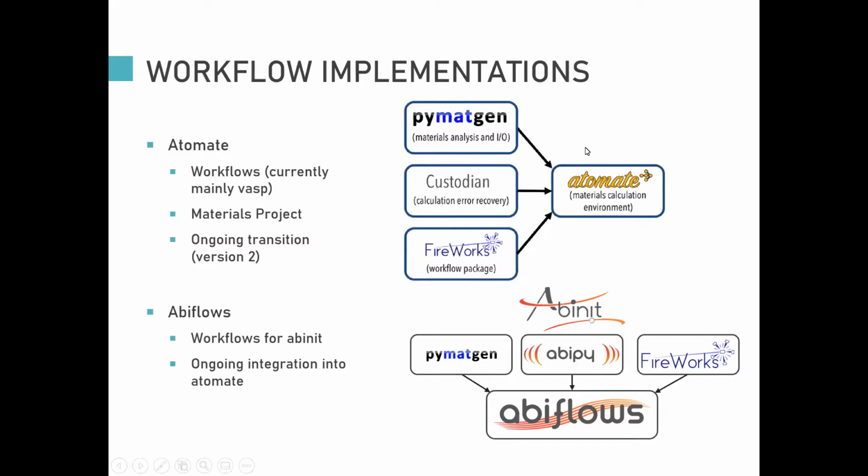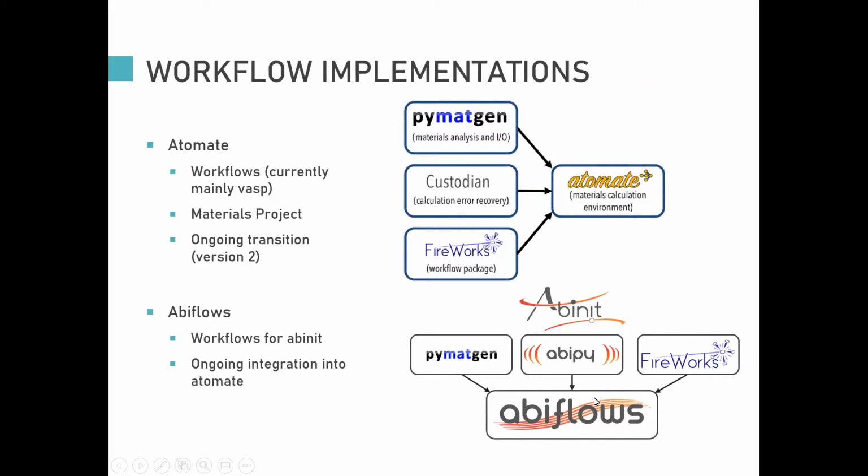And we have two examples of implementations of workflows. The first is called Atomate. Here, Atomate is actually the package that is used to do all the calculations. I should correct that, to do most of the calculations on the Materials Project. One small thing is that this package is currently under a transition. There will be a new version probably in the next few months, I would say. So we're not going to use Atomate next time, but we're going to use AbiFlows.